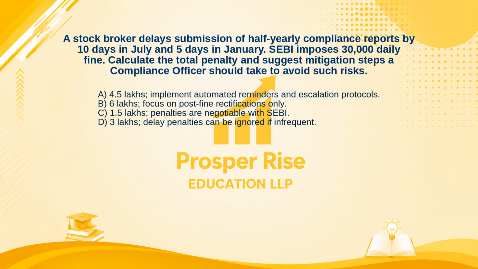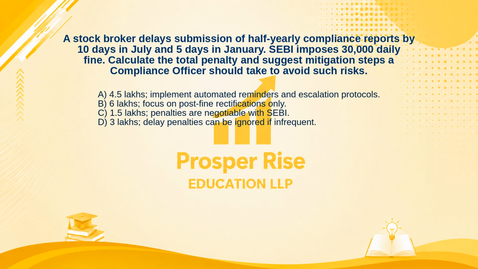Here are your options. A. 4.5 lakhs. Implement automated reminders and escalation protocols. B. 6 lakhs. Focus on post-fine rectifications only. C. 1.5 lakhs. Penalties are negotiable with SEBI. Or D. 3 lakhs. Delay penalties can be ignored if infrequent. Take a moment to pause the video and decide.